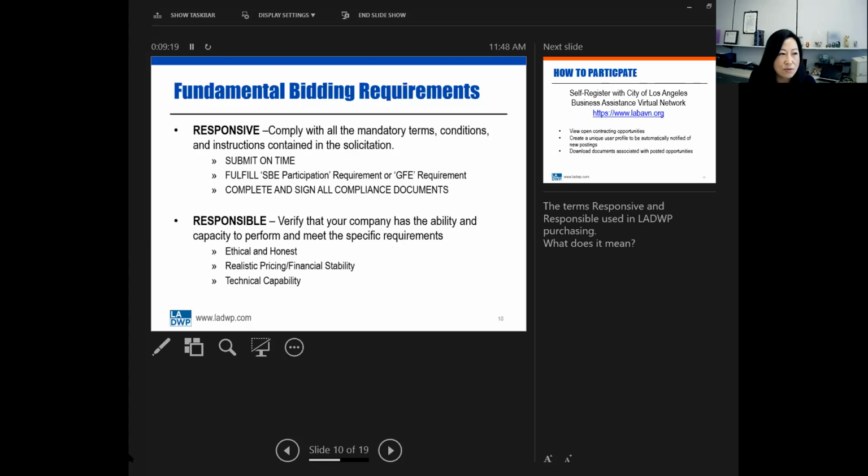This is a basic requirement. That means that you're complying with all the mandatory terms, the conditions, and instructions in the solicitations. You have to submit it on time. If it says these bids are due at 2 p.m. November 15th, it cannot be there at 2:01 p.m. They'll throw it out. I mean, when we had an electronic bidding system and people come in at 2 p.m. and 1 second, it doesn't get counted. Okay, so timeliness is so important.